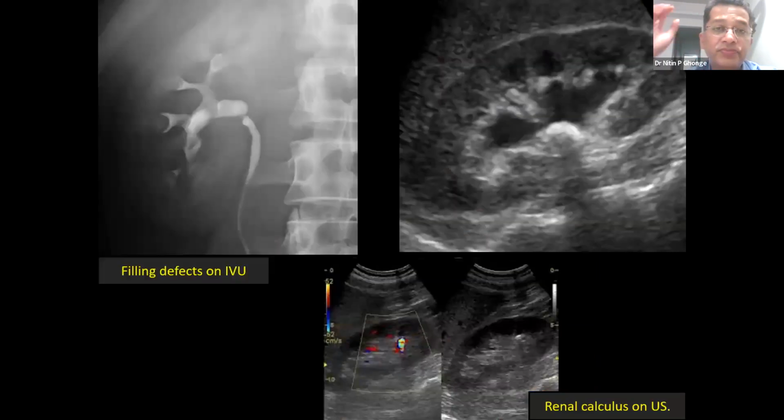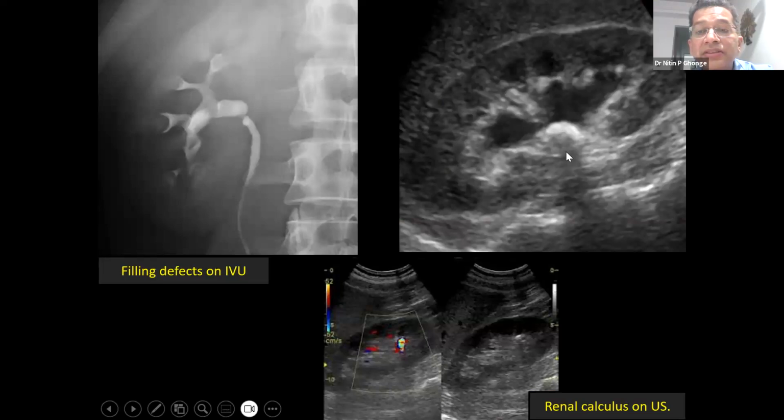Then coming to the filling defects in IVP, you can see the normal pelvicalyceal system is always C-shaped like this, and here you can see the irregular appearance. This is the calculus which casts a shadow like this. It depends on the ultrasound technical parameters. At times, you can see the calculus is casting a Doppler signal also because of the reverberation artifact. So this Doppler also can help in better diagnosis of renal calculus.